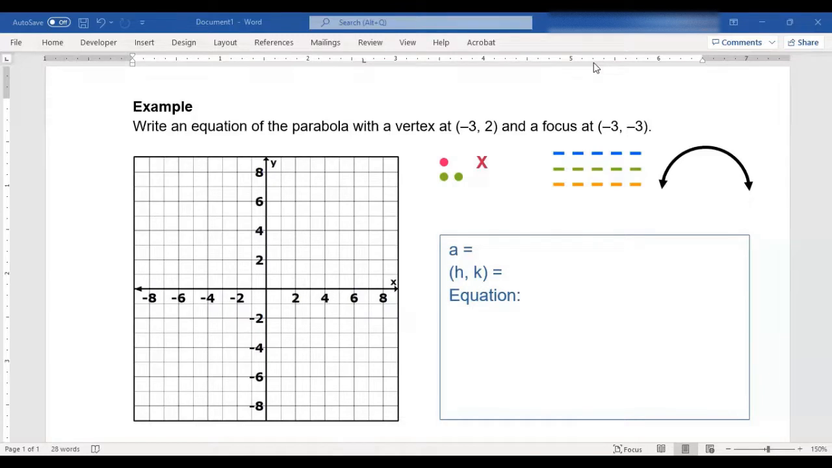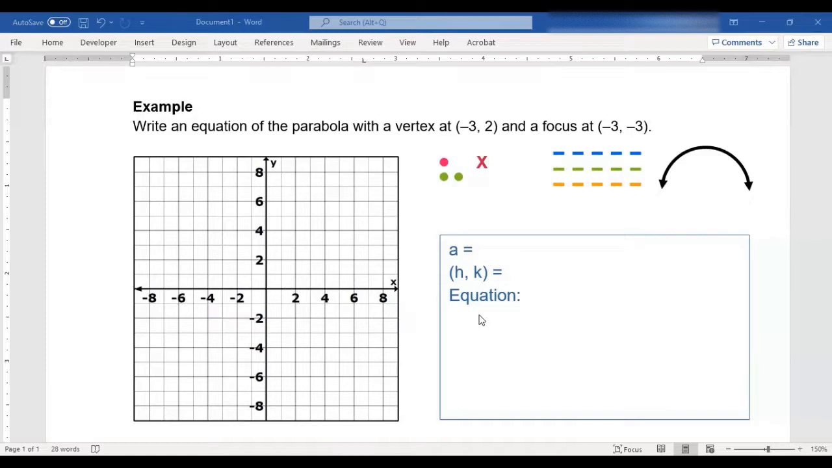So as you can see, I've written over here the pieces that I'm going to need to help me write an equation of a parabola. We'll need to know A, and then we'll need to know the vertex HK. Once we have those two pieces, we can write the equation. But for this example, I'm going to do the whole graph just to give me some additional practice with graphing a parabola.